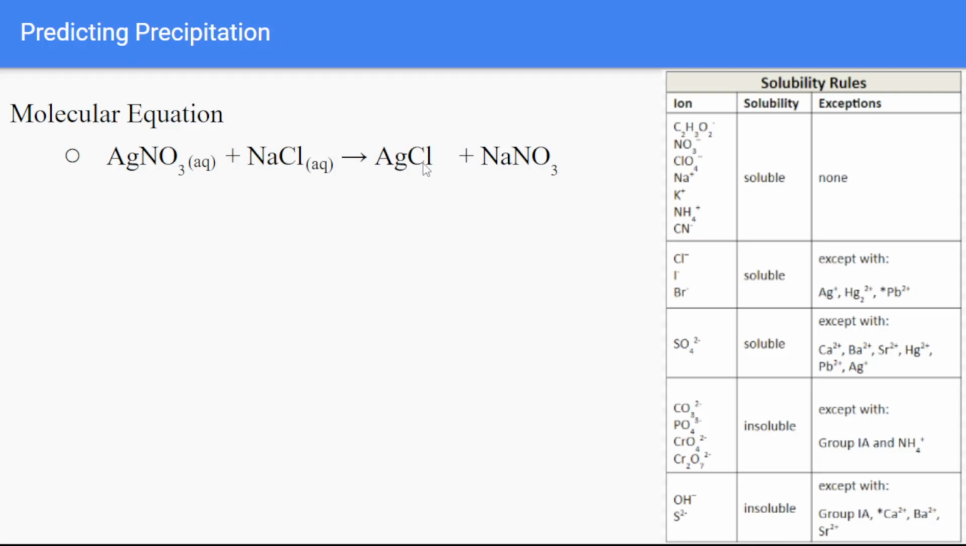Next is silver chloride. So I have chloride right here. It's soluble, but silver is an exception. So it's soluble unless it's bonded to silver. Well, guess what? It's bonded to silver, right? So instead of being soluble, it's insoluble. Insoluble is solid. Sodium nitrate, both soluble, no exceptions, aqueous solution. Okay, hopefully that helps.